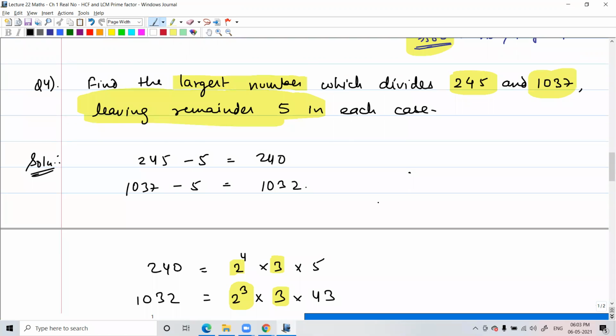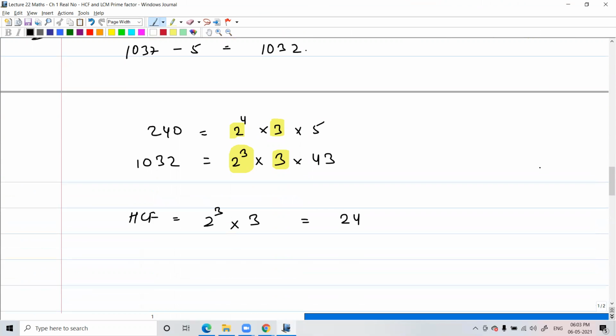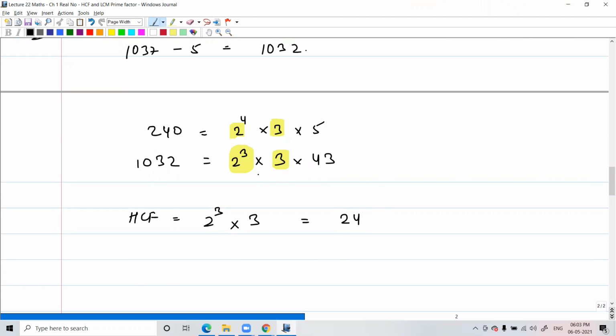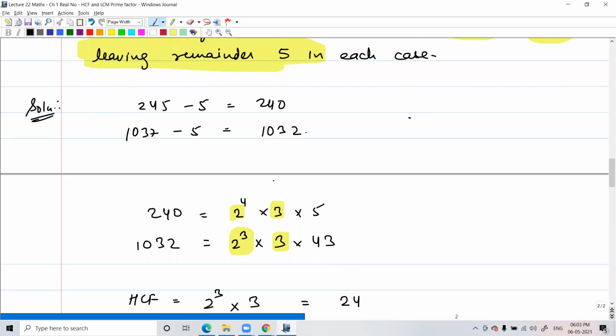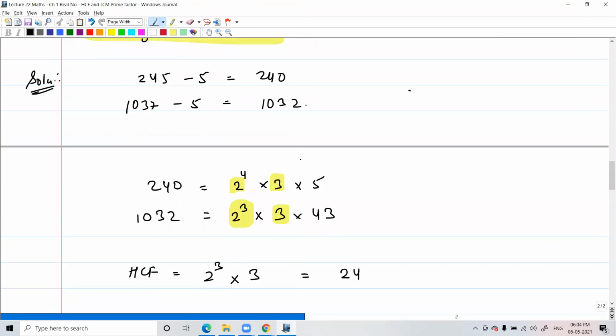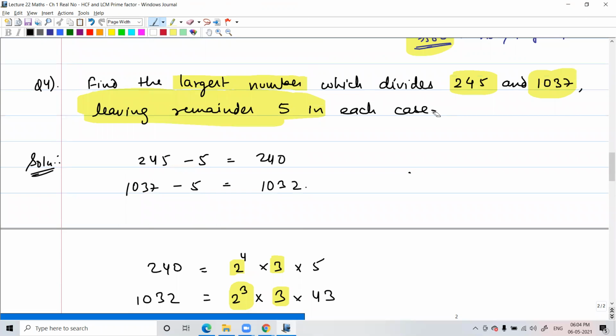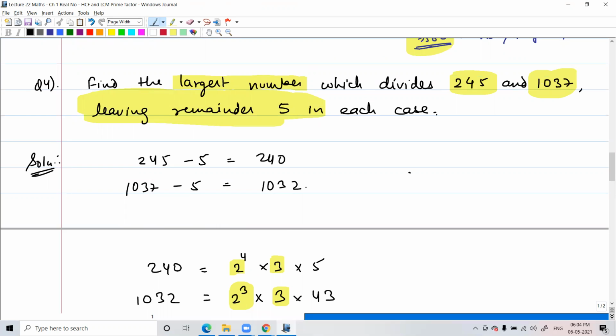That means when we divide these numbers 245 and 1037 by 24, you will get a remainder 5. You can check it at home, do the division and see whether you get 5 or not. By subtracting 5, we got 240 and 1032. So 24 completely divides 240. So of course, when you divide 245 by 24, you should get a remainder 5. I want all of you to go through the question once more. Read the question once again and see what you did. And remember this type of question.